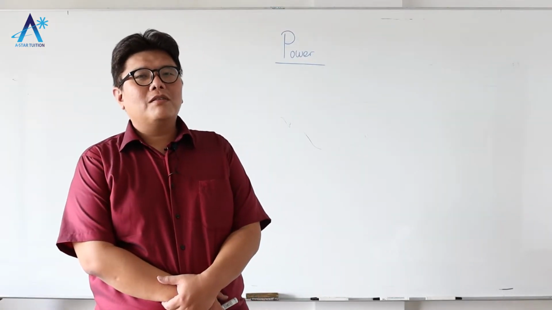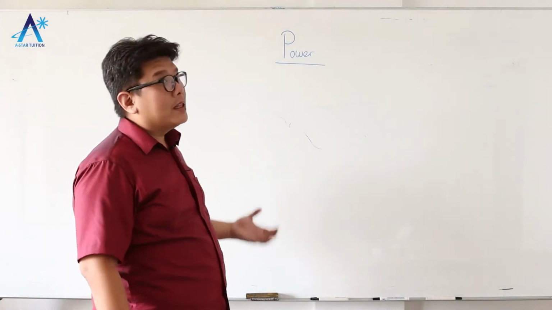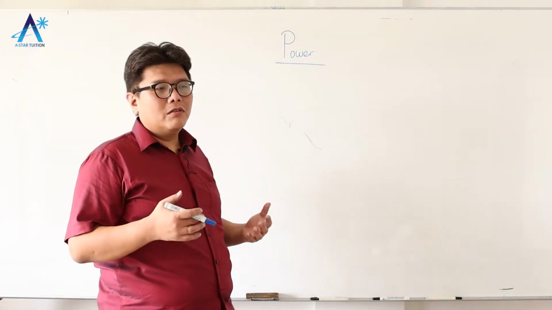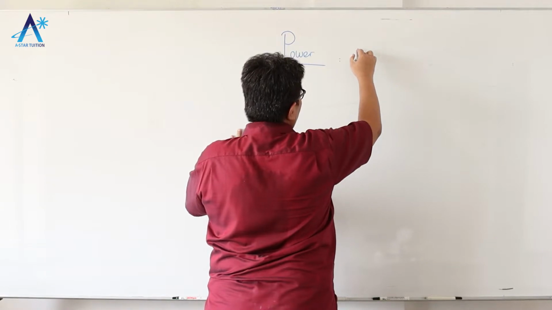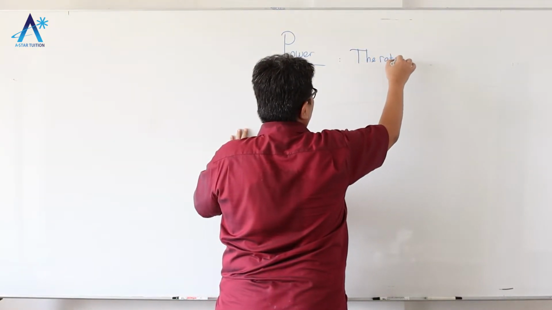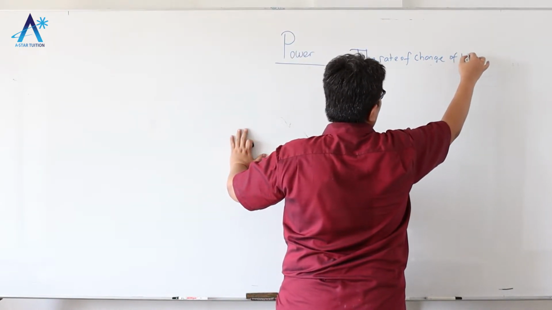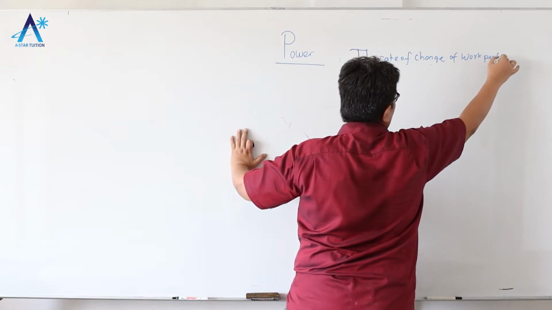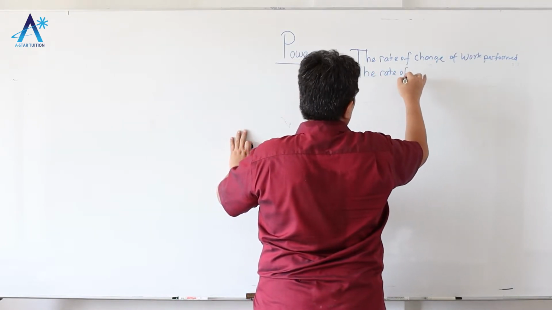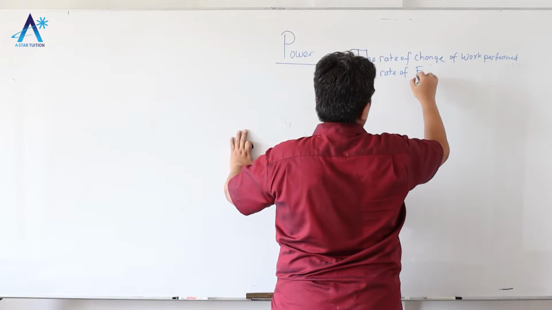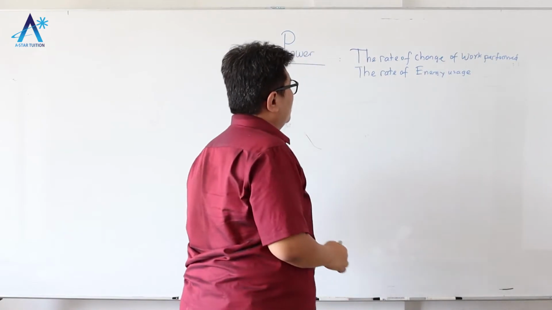Okay, next, let's talk about power. The notion of power is actually about the rate of change of energy, or the rate of change of work done. So you can define power as the rate of change of work performed. Or you can alternatively write it as the rate of energy usage. So how fast energy is used.